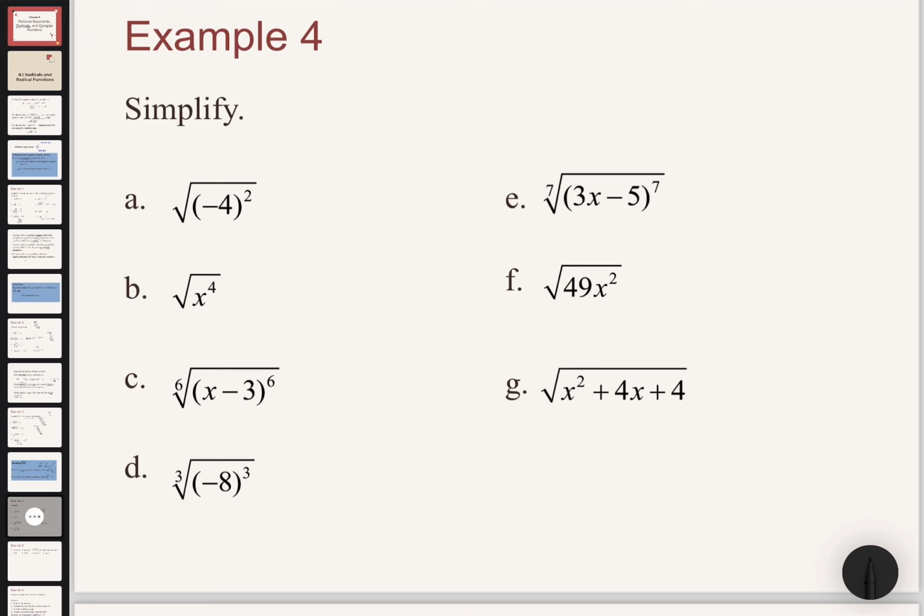So here I have the square root. Again, think about a little hidden 2 out here. So I have a 2 and a 2. What was that rule? It's going to be the absolute value of whatever a was. The absolute value of negative 4 is just 4. That's our answer.